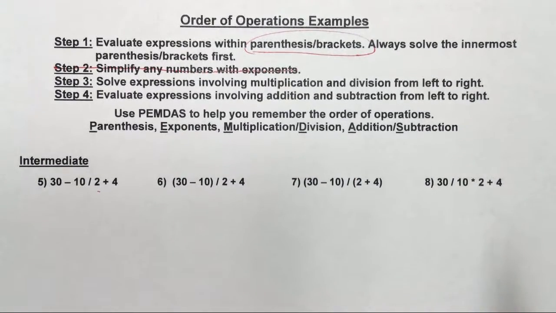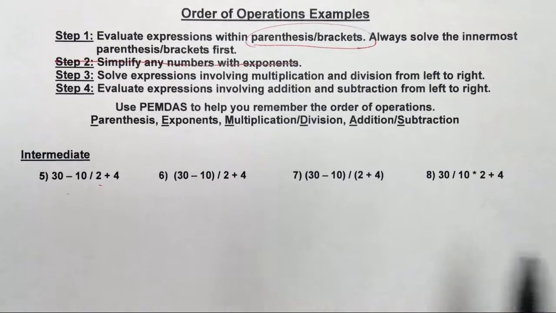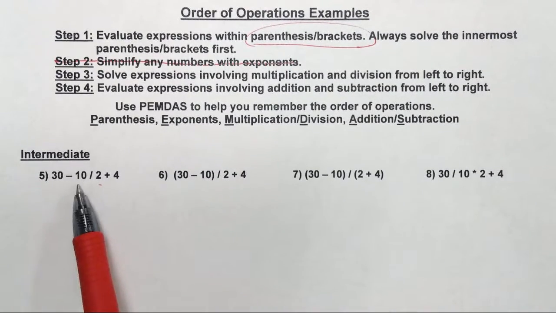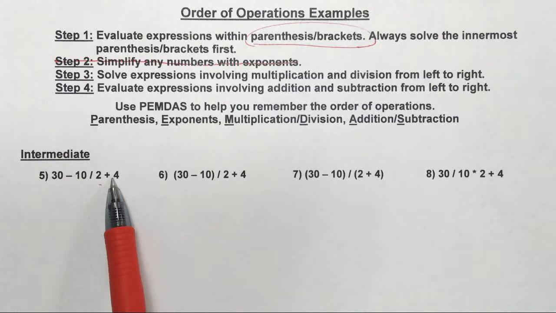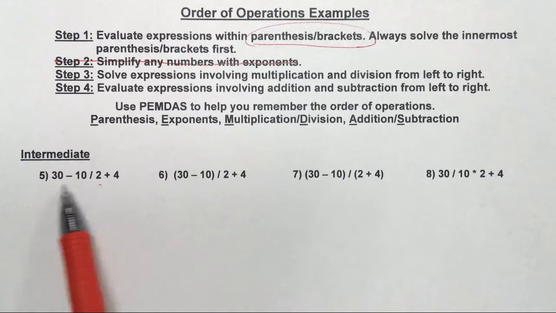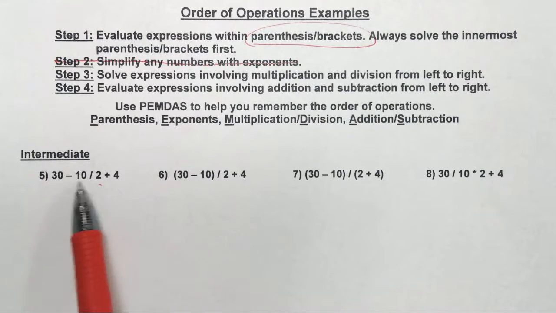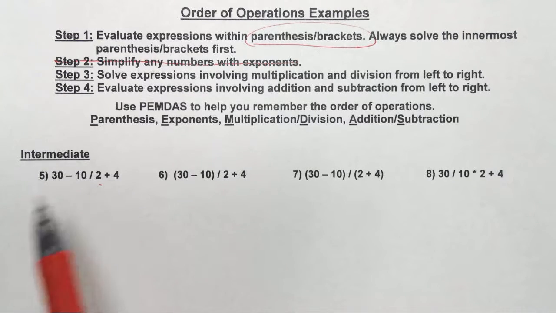So if I look at number 5, it's a fairly long expression here. And again, an expression is when you have numbers in a combination of mathematical symbols. So I have 4 numbers and 3 mathematical symbols. They're all in one line here. So this is called an expression.